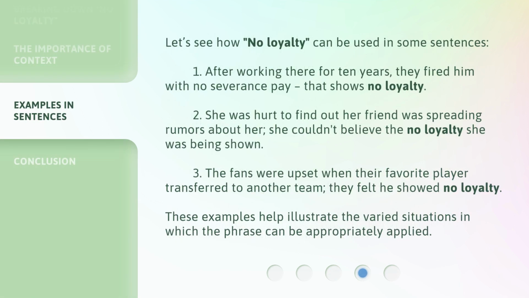Let's see how no loyalty can be used in some sentences. 1. After working there for 10 years, they fired him with no severance pay. That shows no loyalty. 2. She was hurt to find out her friend was spreading rumors about her. She couldn't believe the no loyalty she was being shown. 3. The fans were upset when their favorite player transferred to another team. They felt he showed no loyalty. These examples help illustrate the varied situations in which the phrase can be appropriately applied.